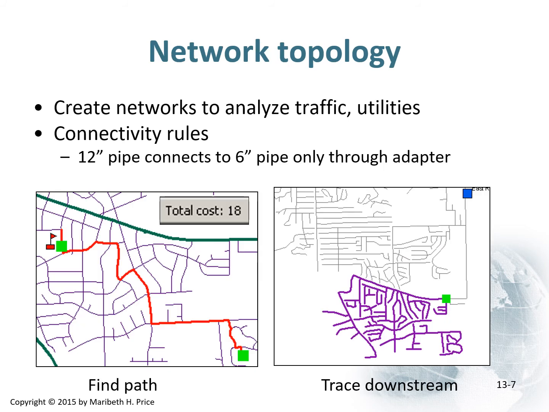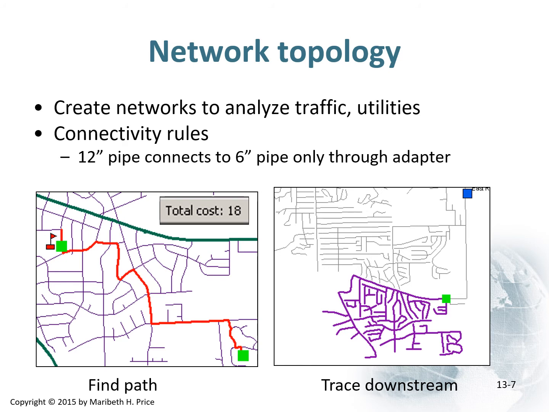Network topology is slightly different. Network topology is all about path of travel, is the way I like to think of it. You create networks to analyze traffic and utilities and any sort of things that have to follow some sort of a diagram, if you will. You can apply rules to this.